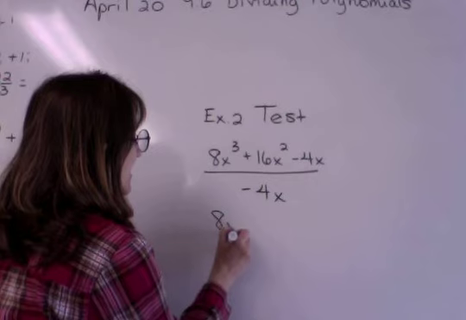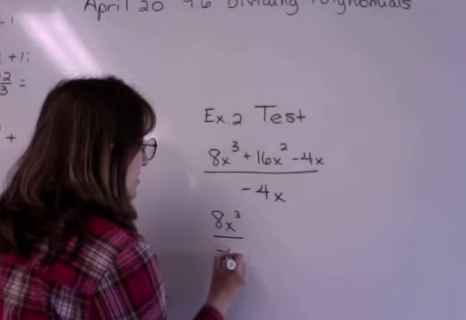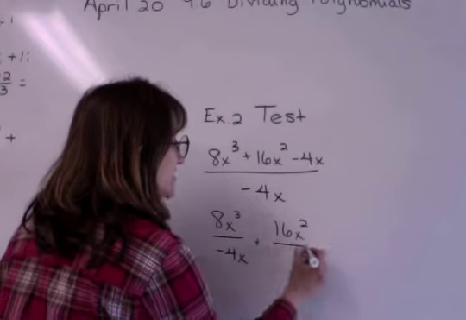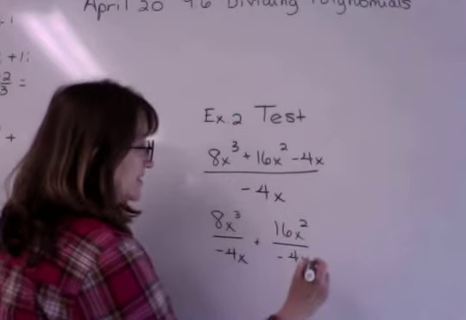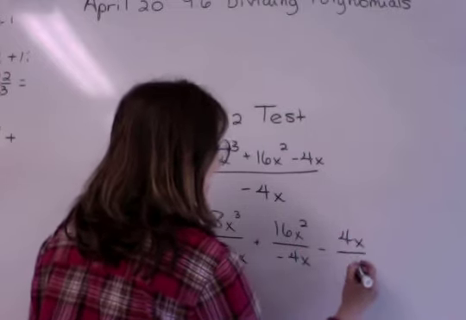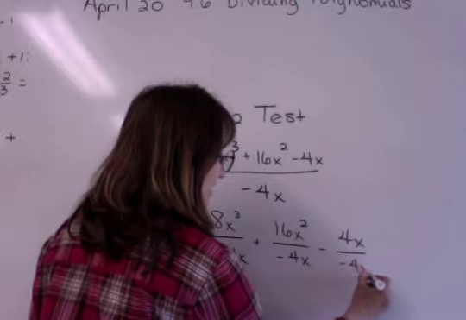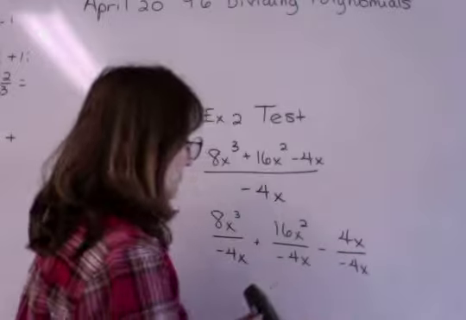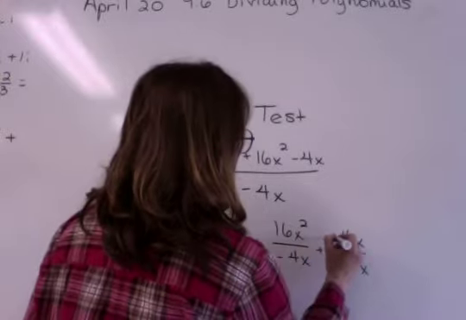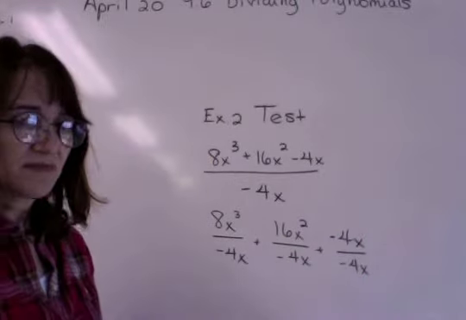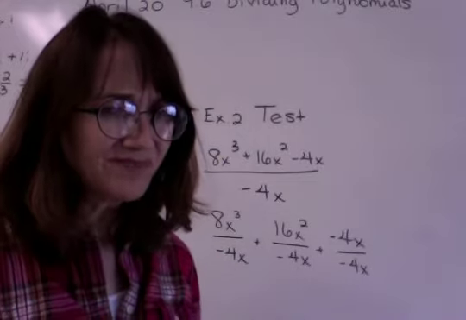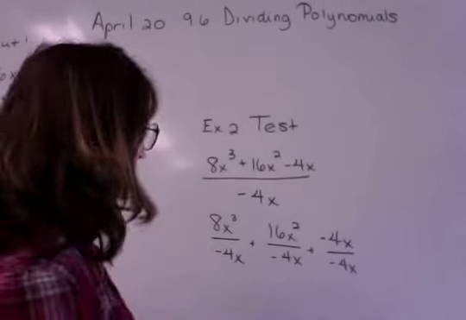I'm going to have 8x cubed divided by the negative 4x. I'm going to have the 16x squared divided by the negative 4x. I am going to have the negative 4x divided by the negative 4x, just to make my life easier so you can kind of see what's happening here. I'm going to just make this a plus and say, hey, this up here is a negative 4x. Now it looks like, okay, that looks good. Just seeing how that looked on TV or on my laptop. On TV, I'm getting like an ego on.